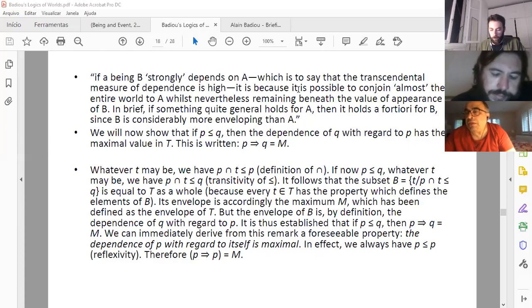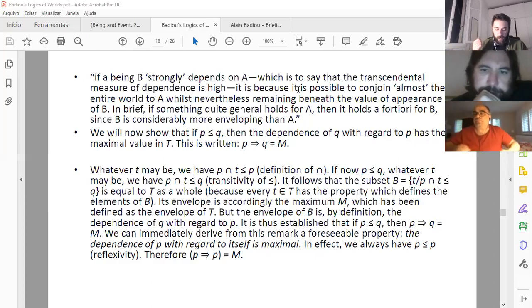Isn't that similar to this implication? Yeah, but look, because the dependence of a degree Q with regards to degree P is the envelope of all the degrees T such that T's conjunction with P is smaller than Q. Now, the lawyer wants to prove that I killed someone: a knife that has my fingerprints and their blood.